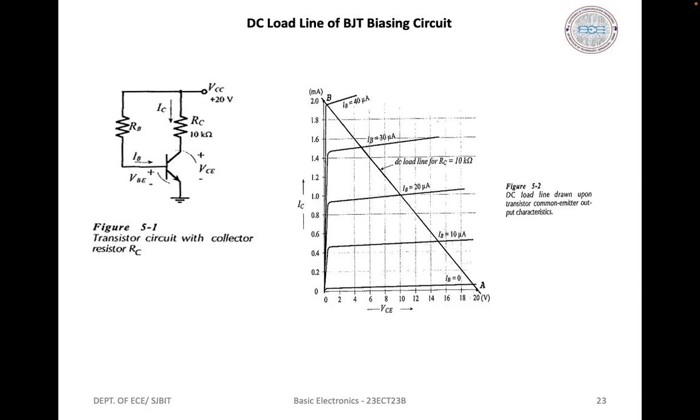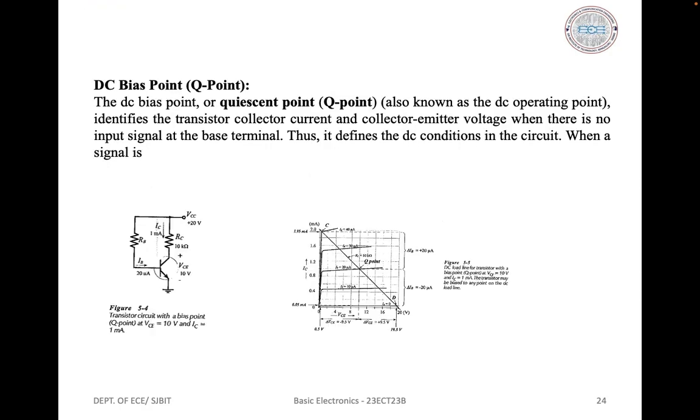As already stated, the DC load line represents all corresponding IC and VCE levels that can exist in the circuit. For example, a point plotted at VCE equal to 16 volts and IC equal to 1.5 milliampere does not appear on the load line. So this combination of voltage and current cannot exist in this particular circuit.